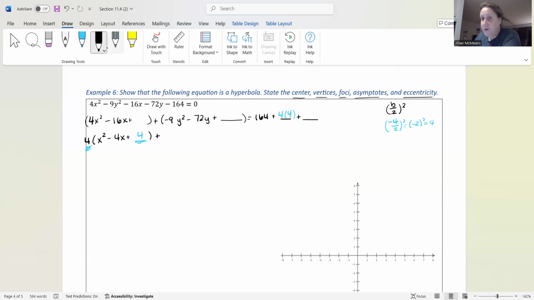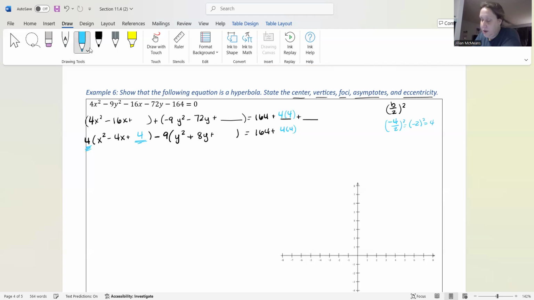This time I need to factor out a negative 9. Because we're going to factor out a negative 9, we've got to be really careful with our signs. I'm going to write this as minus 9 and then parentheses. Negative 9y squared divided by negative 9 is positive y squared. And then negative 72y divided by negative 9 is plus 8y. And now we're just about ready to add.